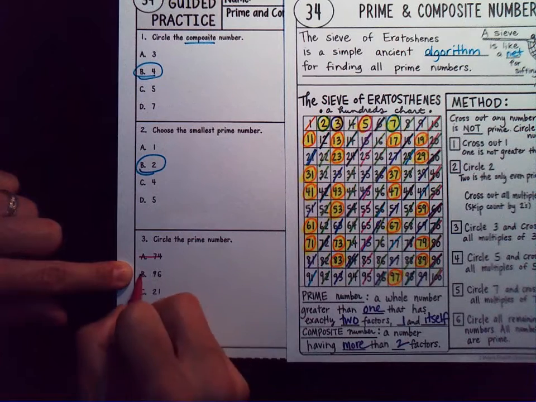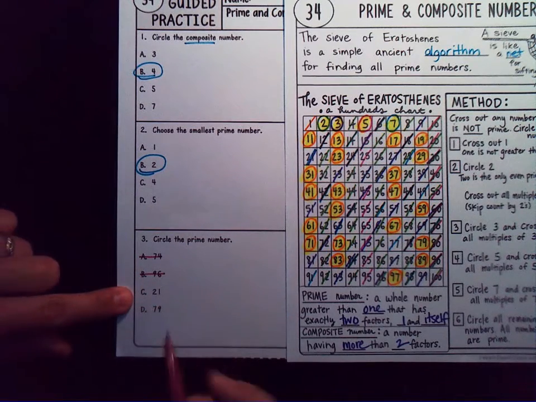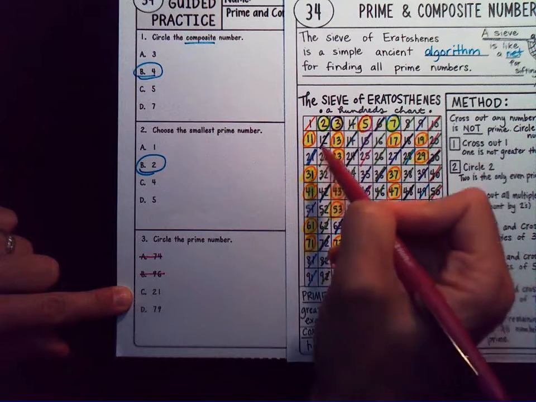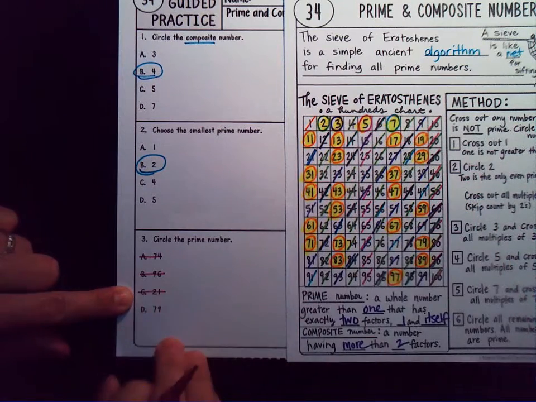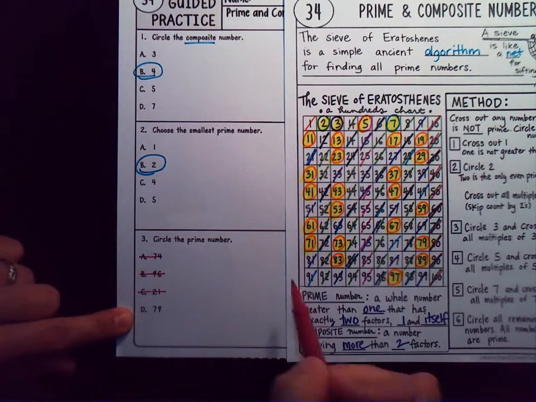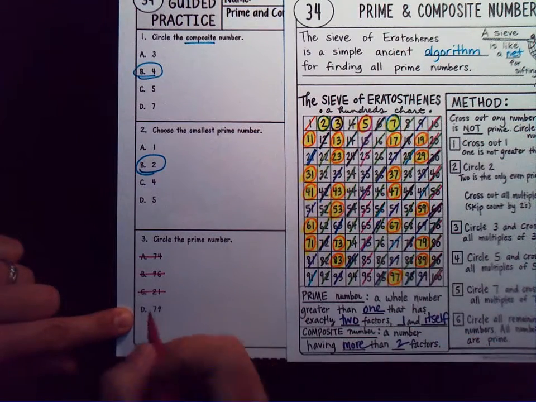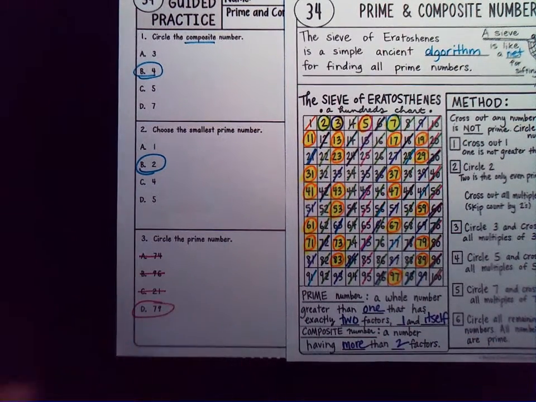96 is not prime. Next, 21. I know my math facts, and 3 times 7 is 21. Let's check on my sieve, and 21 is crossed off. How about 79? Let's look at my sieve. Yes, 79 is circled and highlighted. It is my prime number.